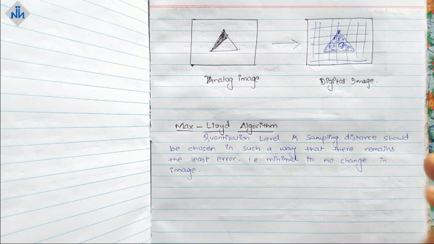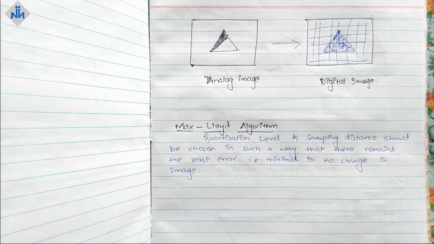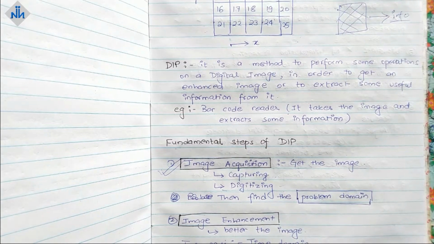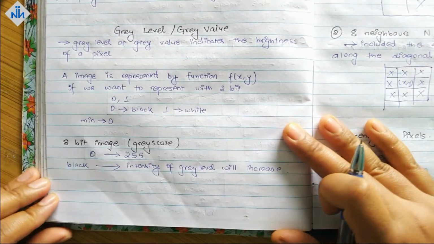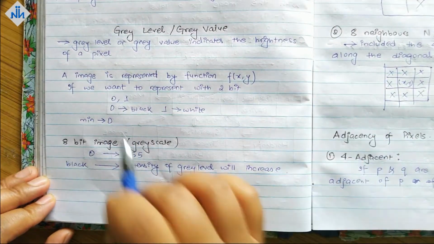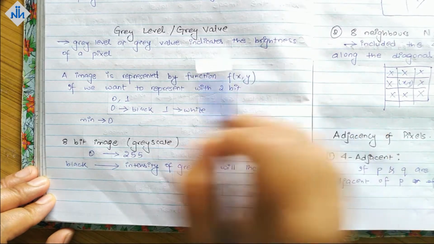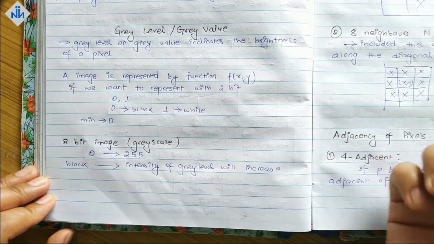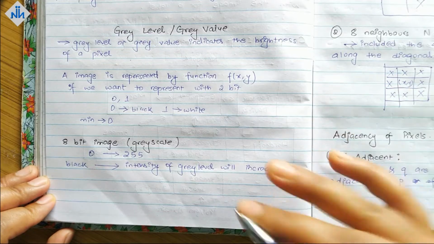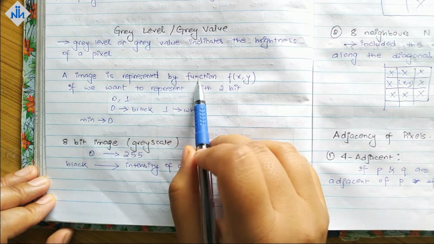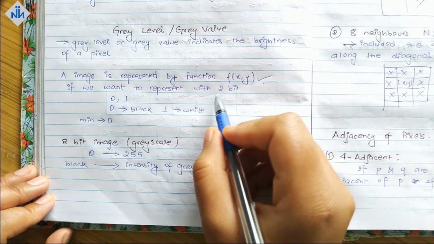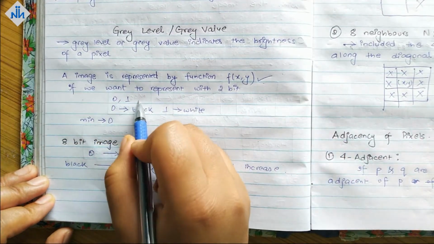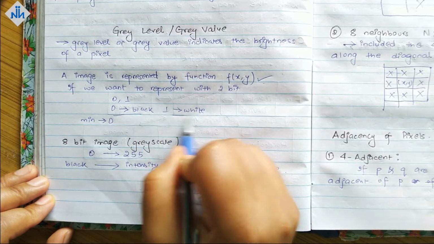And how are these values given? For that we first have to understand what a gray level is. Gray level or gray value indicates the brightness of a pixel. It tells us how bright or dark the pixel is. Our image is represented by a function f(x,y). If we want to represent it with 1 bit, we have 0 and 1, so 0 will mean black and 1 will mean white.